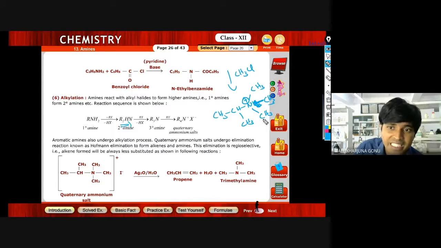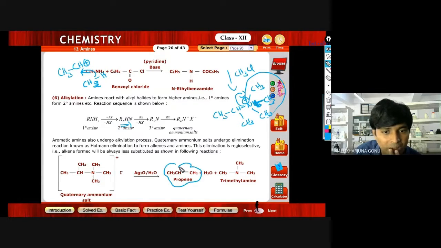This will easily become a leaving group. What will it become now? This will go. If that goes, the shared electrons are taken by nitrogen, so you will get the positive charge here. CH3, CH3. To neutralize this, one hydrogen will go from here. I write this as CH2H. This one will be used in a double bond. That's how you get propene, an alkene; an elimination reaction is taking place.